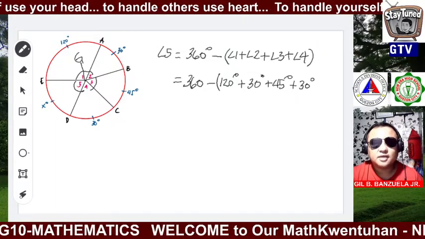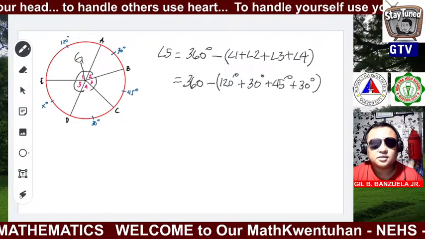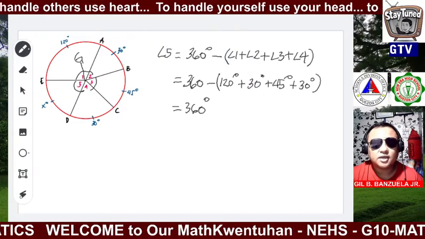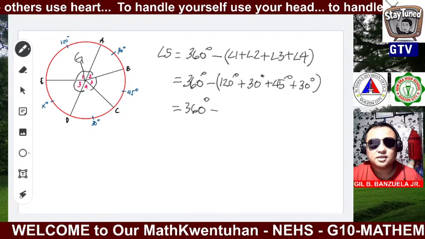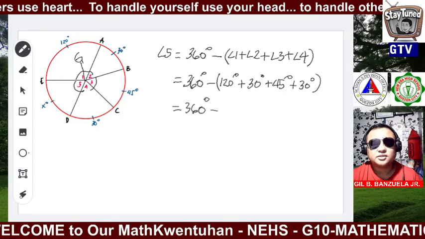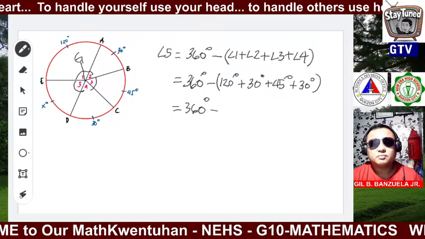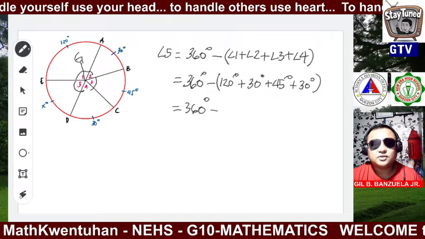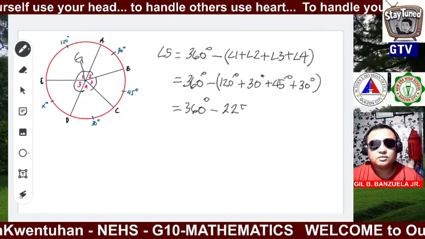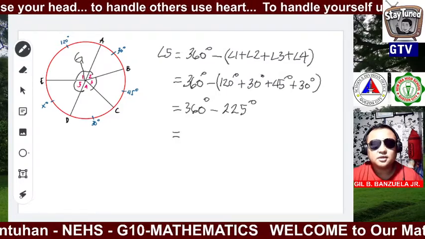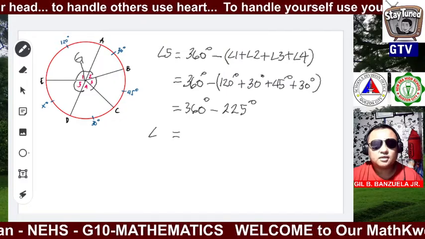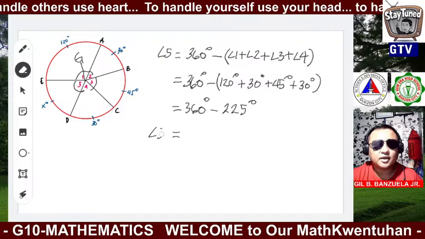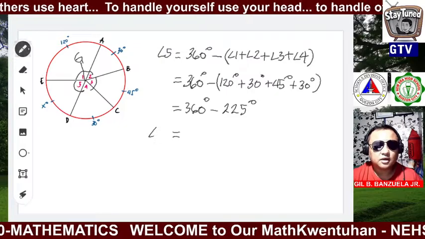Yan. Then we're going to add all of these measurements. And we're going to subtract that to 360 degrees. So 120 plus 30, that is 150. 150 plus 45, that is 195. Plus 30, so that is 225 degrees. Then, we're going to subtract from 360 degrees. Sorry, so this is angle 5. Alright.